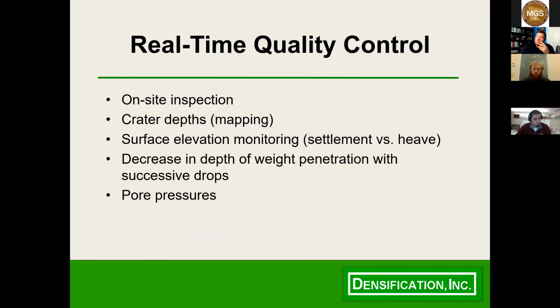So, construction phase. There's the real-time quality control that goes on, looking at crater depths, looking at surface elevations. Is the ground lowering, indicating that you're densifying it? When you're doing 5 drops at a point, is the decrease in the penetration with each drop getting less, indicating that you're getting that sort of gradual improvement? Are you seeing pore pressures build up? These are the kinds of things that the on-site inspector and my superintendent are always looking at, just to verify that the work we're doing is passing that initial smell test.